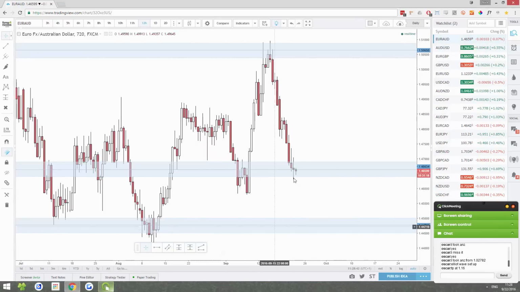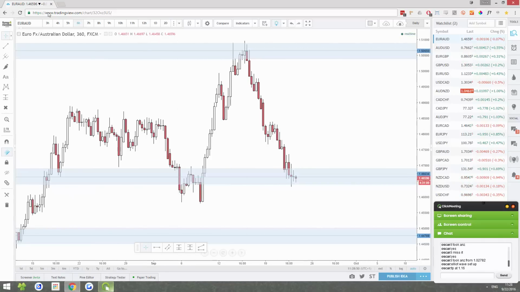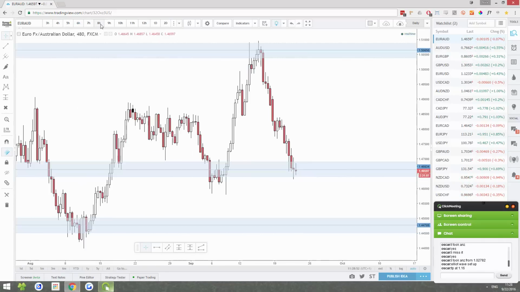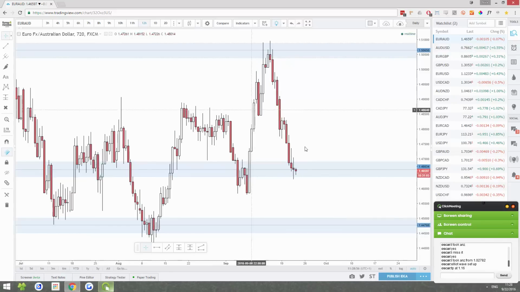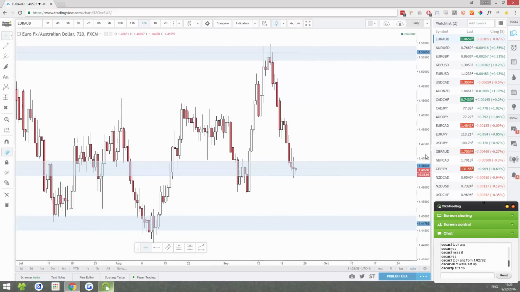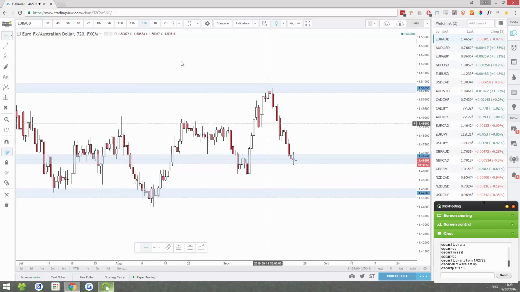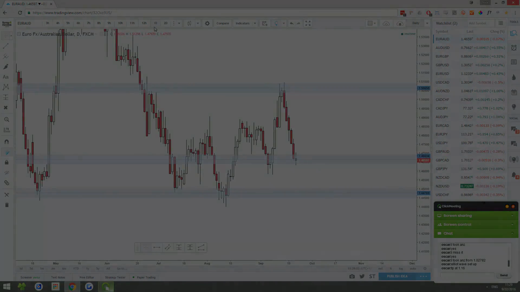But Euro AUD is the one that's looking best today. And it's looking good across multiple timeframes, really. Even on the lower ones, like the 6-hour, the 8-hour too. It might be something I enter on the 12-hour. I'll be keeping a close eye on this one and seeing how it plays out.